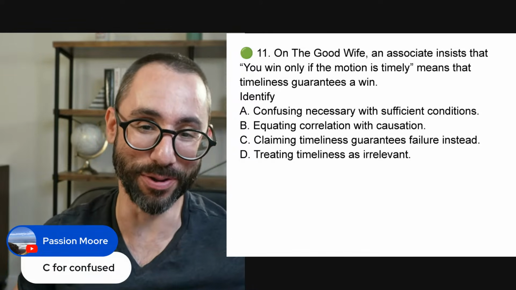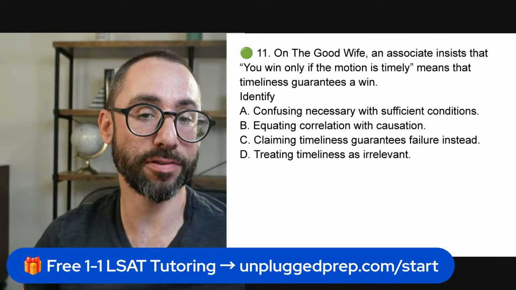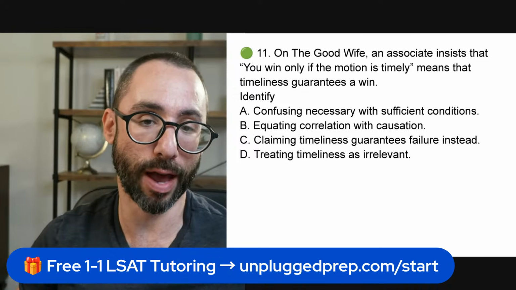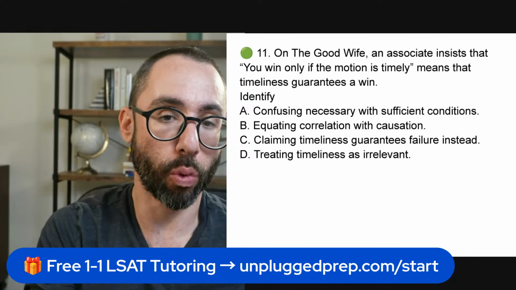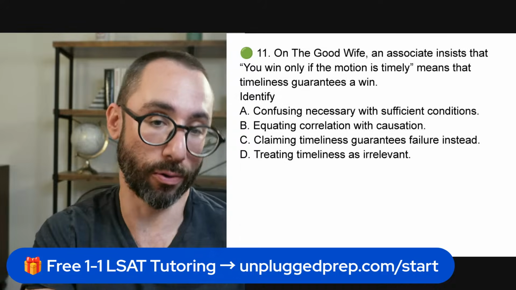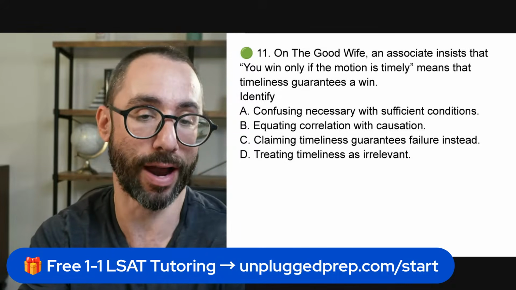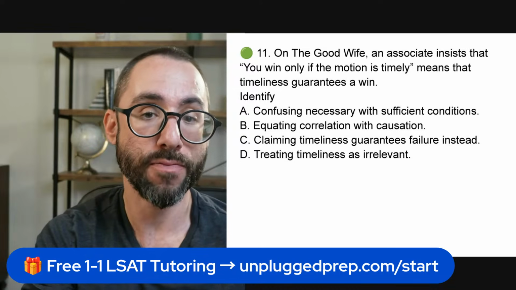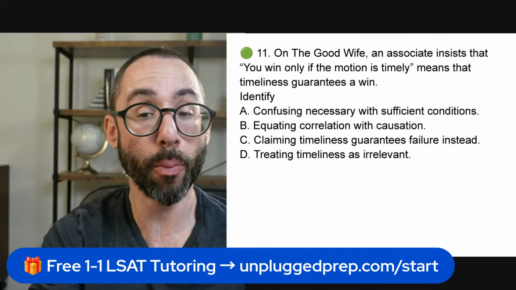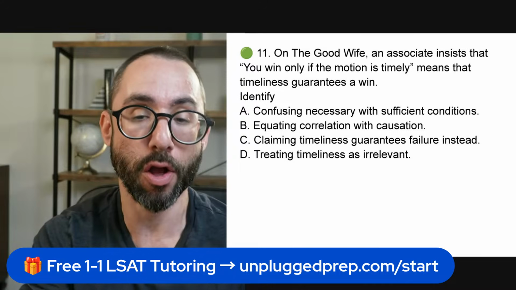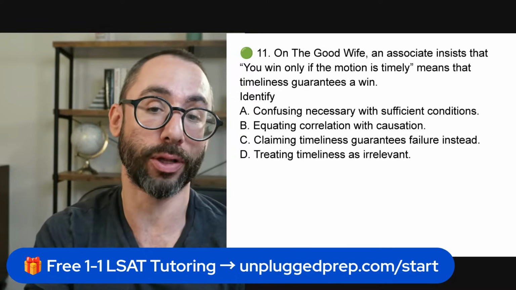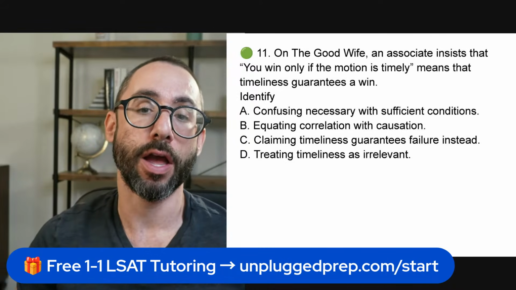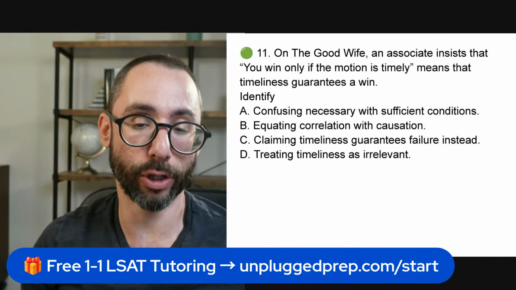Passion says C for confused. So C says timeliness guarantees failure instead. I saw that someone else, Ginger, also said C, but let's look at what's happening here. Winning requires timeliness is essentially what they're saying, right? You win only if it's timely. Only if is a necessary condition indicator, meaning that if you win, then you must have been timely. And the associate's interpreting that to say timeliness guarantees a win. They are going backwards on the arrow, improperly reversing the nature of the conditional statement. So the answer is in fact choice A, confusing a necessary condition with a sufficient one.